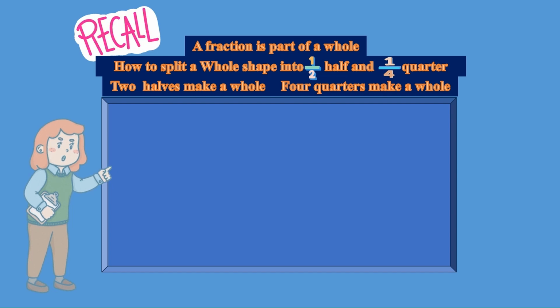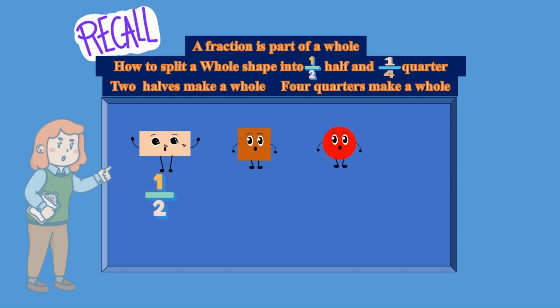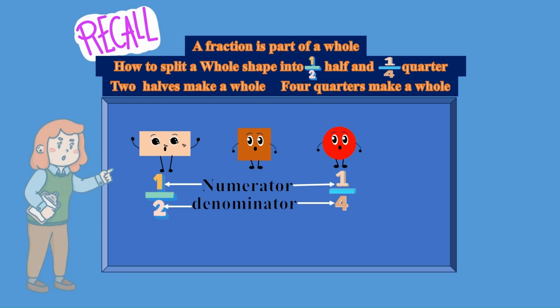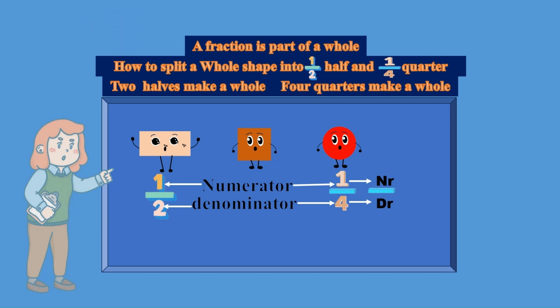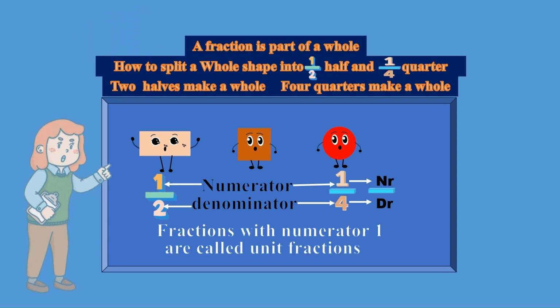We learned this with the help of basic shapes: rectangle, square and circle, and we divided each of these into half and quarter. In 1/2 and 1/4, 1 is the numerator and 2 and 4 here are the denominators. In short, we can write like this: NR by DR. Now 1/2 and 1/4 are examples of unit fractions. So let's conclude. Fractions with numerator 1 are called unit fractions.